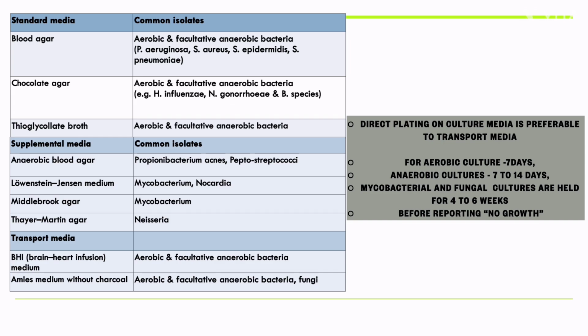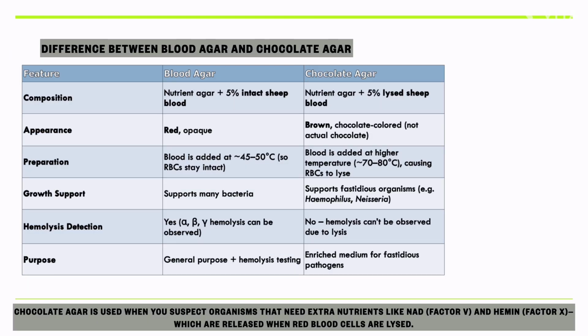Now this table summarizes the choice of culture media according to suspected organisms. Blood and chocolate agar are used for routine and fastidious bacteria. Thioglycolate broth helps recover aerobic and anaerobic organisms. LJ media are used when mycobacteria or Nocardia are suspected, while Thayer-Martin agar supports Neisseria.